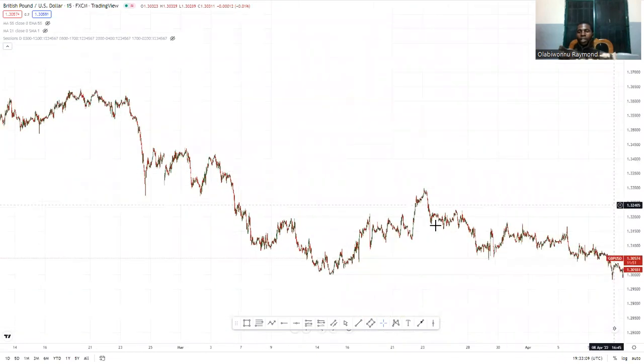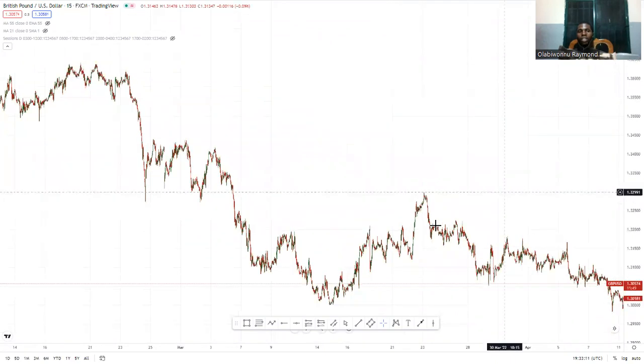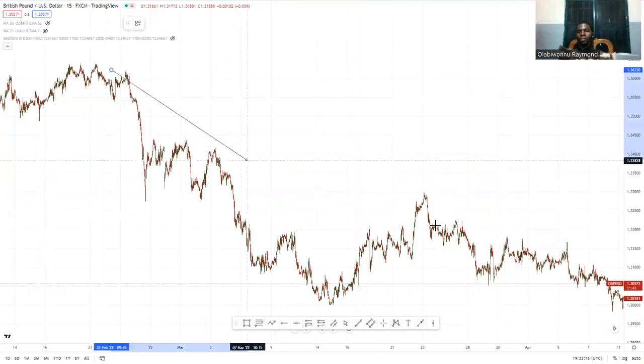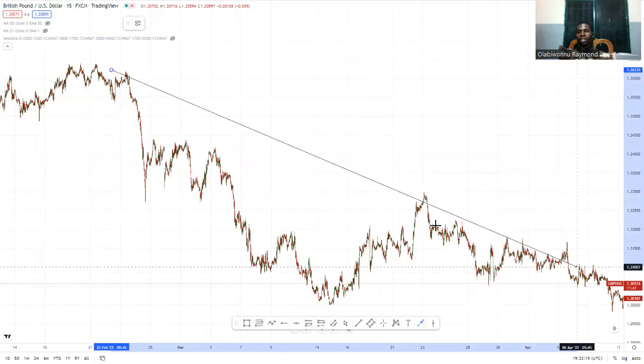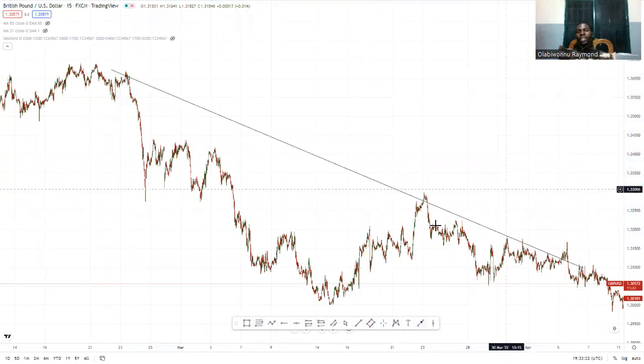Even if you ask a child, what is this market doing? A child will see that this market has been falling. So automatically, we can call this a downtrend. This is a downtrend market. This market has been going down.